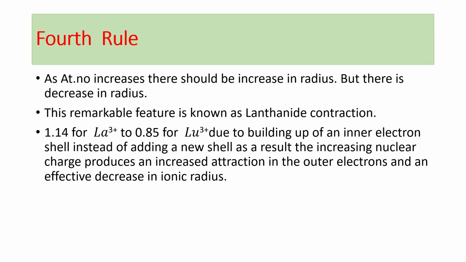The trivalent ions of these elements decrease in radius, so that is lanthanum 3+, which has an ionic radius of 1.14, followed by lutetium, which has an ionic radius of 0.85. This is due to the building up of an inner electron shell instead of adding a new shell. As a result, the increasing nuclear charge produces an increased attraction on the outer electrons and an effective decrease in the ionic radius. So this remarkable feature is known as lanthanide contraction.